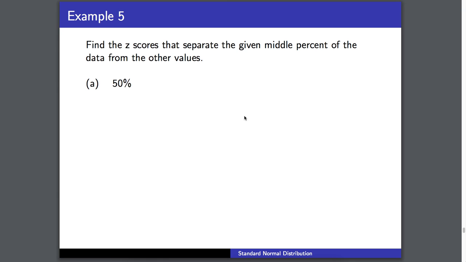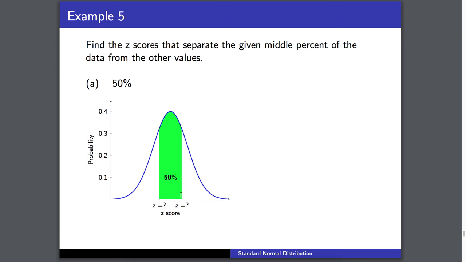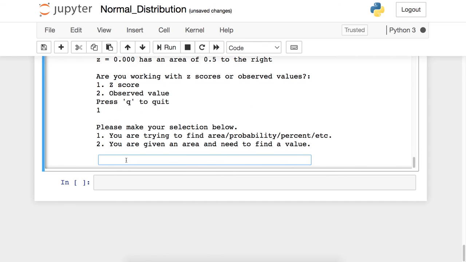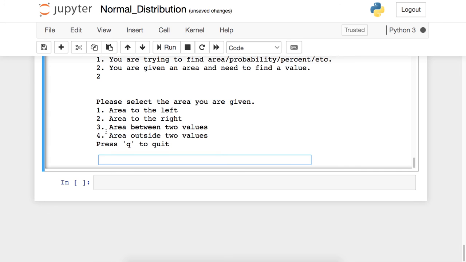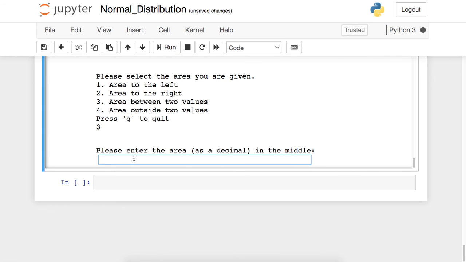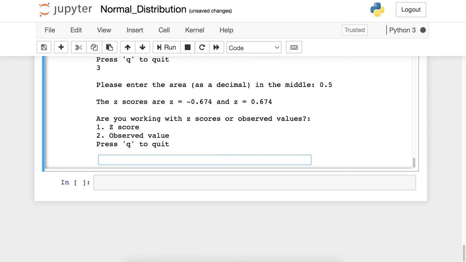All right, example 5, find the z-scores that separate the given middle percent of the data from the other values. So the middle 50%. What z-scores will the middle 50% of your data values fall between? So again, we're working with z-scores here, and we're given an area, so option 2. And it's the area between two values, so we're going to select option 3. And enter the area as a decimal, so it's 50%, so 0.5.